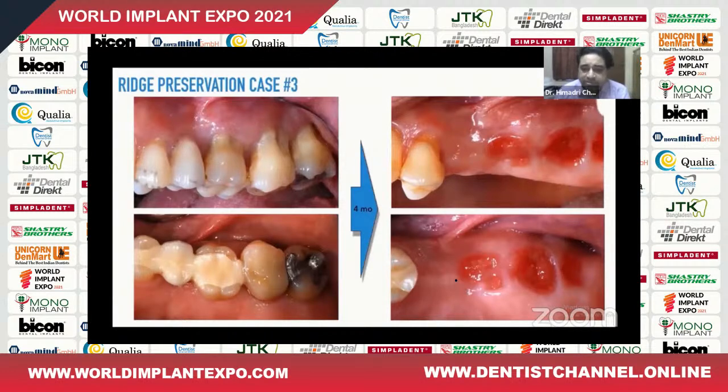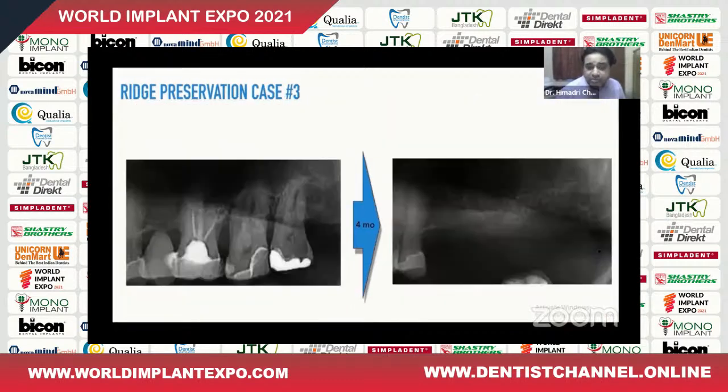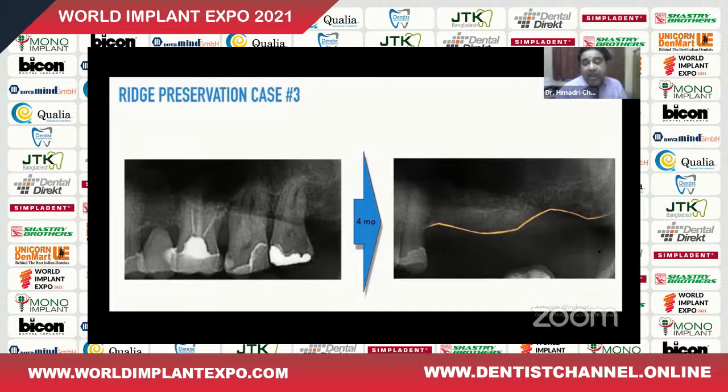You can see this is after 4 months, almost the socket volume. You can see the socket volume that is in there. Now, if you had not done this, in 4 months surely you would have lost this amount of volume. So we could maintain so much of the socket volume here, and this is very interesting. You can see how much easier it is for us to place this implant because we have got so much bone. You can see the socket volume both in terms of vertical dimension as well as your buccolingual width. So you can see how much bone we have.